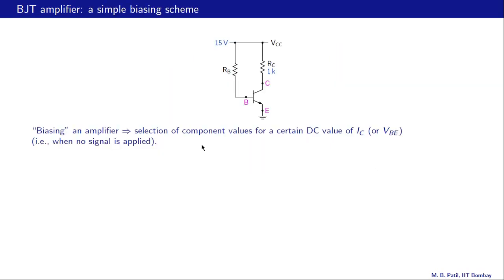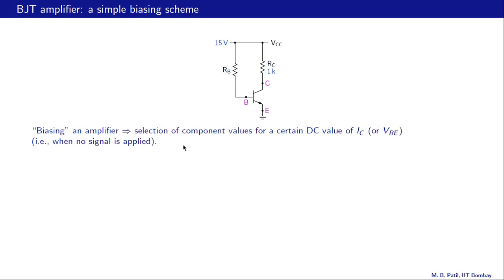Let us consider this simple biasing scheme shown in this circuit. Biasing means selection of component values RB and RC here for a certain DC value of IC. And as we have seen earlier, that is equivalent to setting up a certain DC value of VBE, the base emitter voltage. For example, a DC value of 2 milliamps for IC may correspond to a VBE value of 0.672, for example.